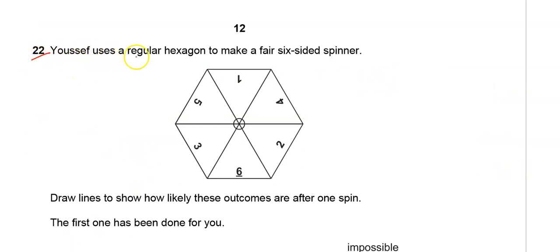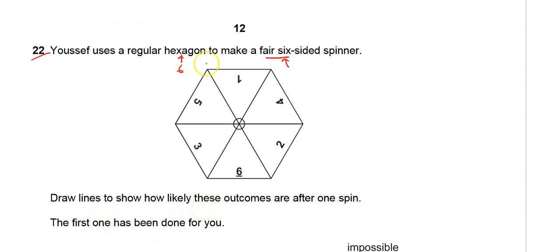22. Yusuf uses a regular hexagon. A hexagon has 6 sides, 1, 2, 3, 4, 5, 6, to make a fair 6-sided spinner. Fair means the spinner has an equal chance on each side. Draw lines to show how likely these outcomes are after one spin. The first one has been done for you.